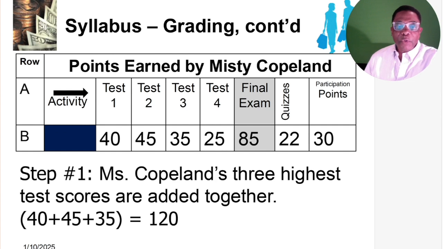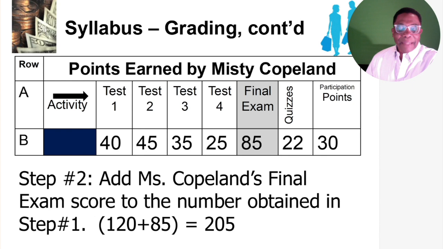Now, before you become too alarmed, please remember that the maximum number of points you can earn on the tests is 50 points. So she earned 40 out of 50 on test 1, which is 80%. 45 out of 50 on test 2, which is 90%. 35 out of 50 on test 3, which is 70%. And 25 out of 50 on test 4, which is unfortunately 50%. We add her 3 highest test scores, the 40, the 45, and the 35, to get 120 points. That's another way of saying that we dropped her lowest test score.